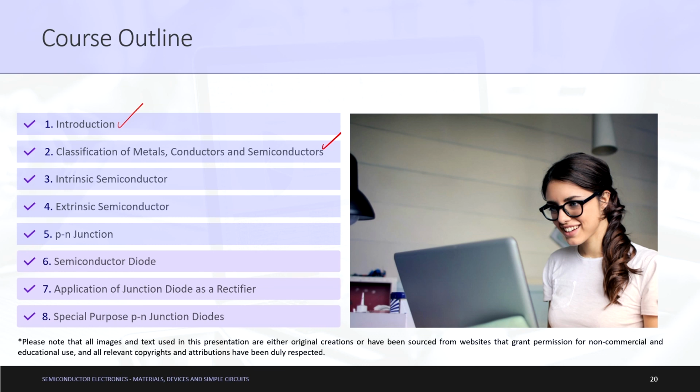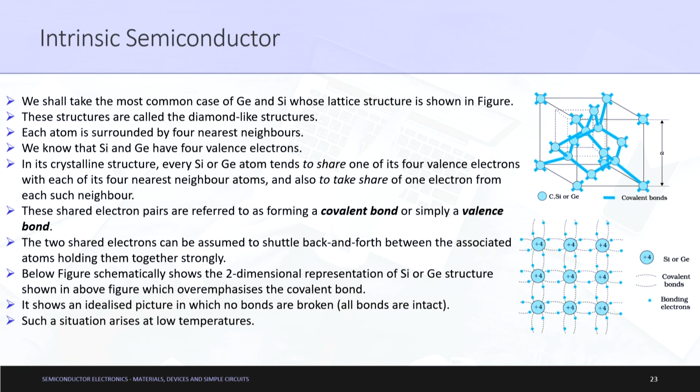Now let us start today with the new concept, that is intrinsic semiconductors. Please be very careful while understanding these concepts, may be tricky but very useful for the subsequent concepts which we will be understanding in the subsequent slides. So intrinsic semiconductors. Let me first start, then I will try to make you understand what basically intrinsic means and what extrinsic means.